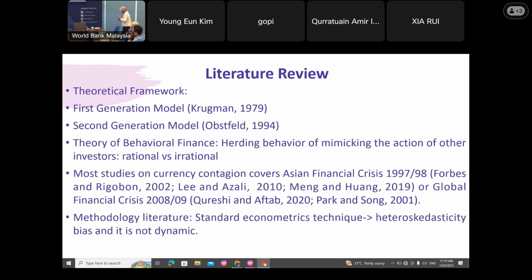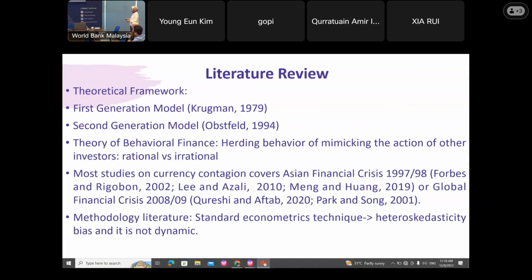Okay. So let's move to the theoretical framework underlying this currency contagion. The theoretical framework underlying currency contagion can be traced back to the three-generation model of currency contagion. The first-generation model, from Krugman 1979, said that when you have a country with a fixed exchange rate and weak domestic fundamentals, such as a high fiscal deficit, for example, then you breed fertile ground for speculators to attack your currency. So that is the first-generation model of currency contagion.